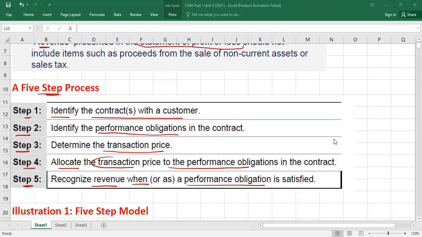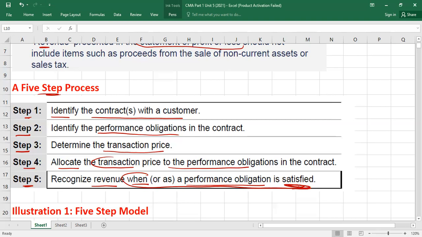Now we are going to discuss examples of these 5 steps. What were the 5 steps? Number 1: identify the contract. Step number 2: identify the performance obligation. Step number 3: determine the transaction price, meaning the sale price. And step number 4: allocate the transaction price to each performance obligation, in case you have more than one performance obligation in the contract. And step number 5: you can book the revenue when or as the performance obligation is satisfied.